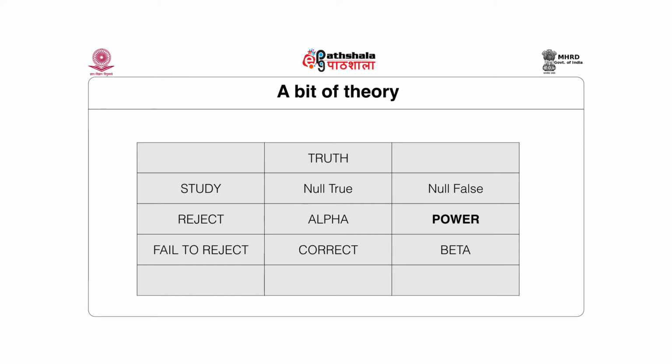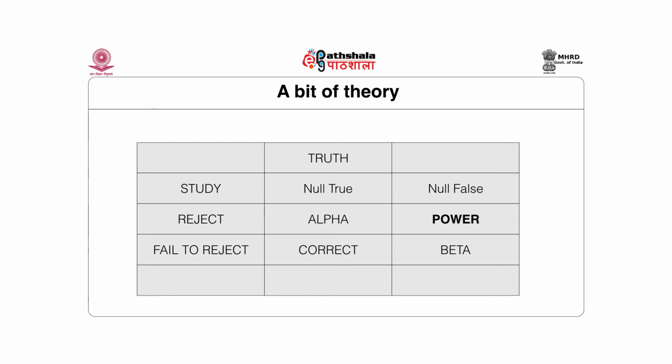So, given this situation, there are four possibilities that you have to contend with. The first possibility is depicted in the top left cell, where we say that the null is actually correct, but you have rejected the null hypothesis, which means that you have committed an error. And this error is known as type 1 error or alpha error.